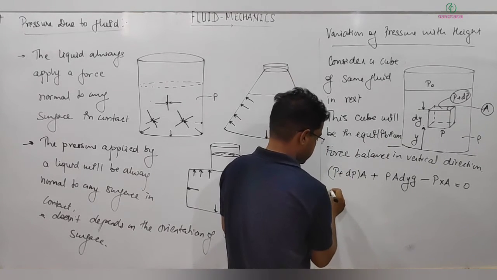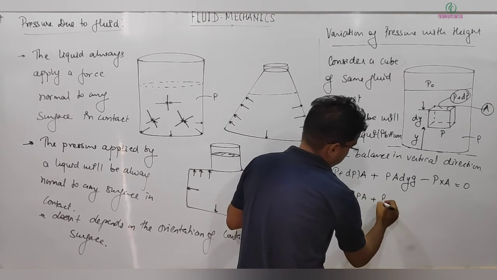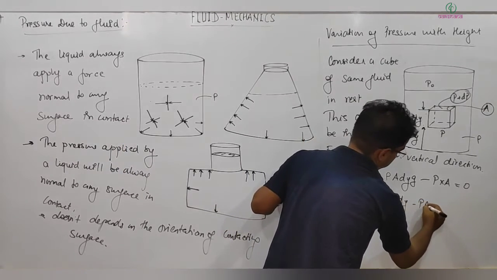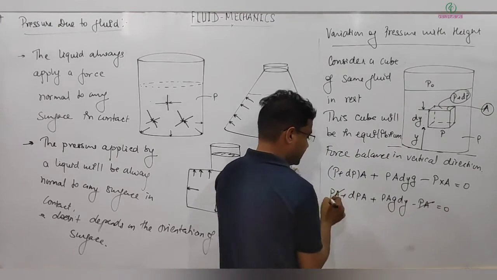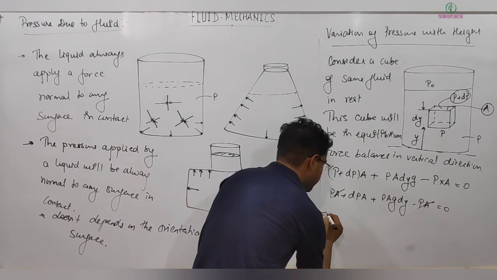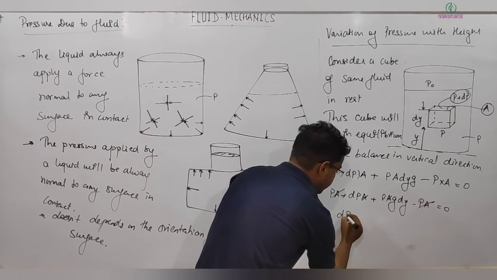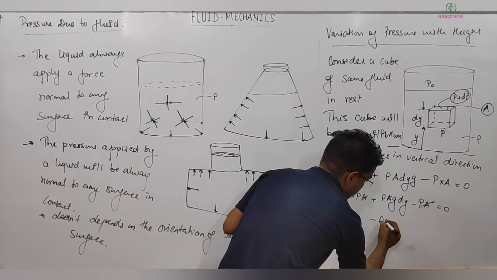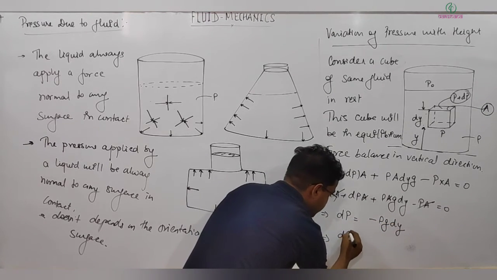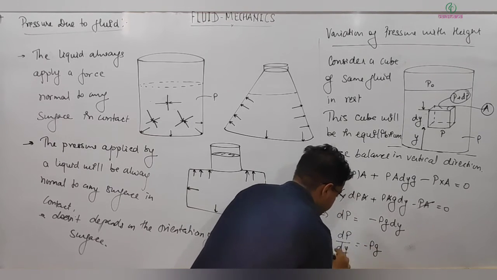So I can write PA plus dP into A plus rho A g into dy minus PA equal to 0. This PA gets cancelled, and let me bring this term to that side. Then I am getting, and area I am also cancelling out, dP is coming out to be minus rho g into dy, and this implies dP by dy is equal to minus rho g.